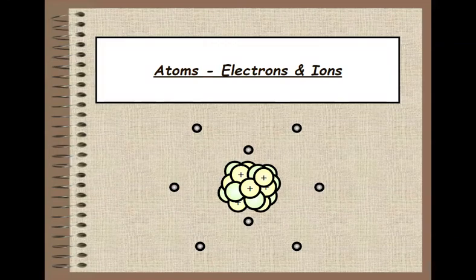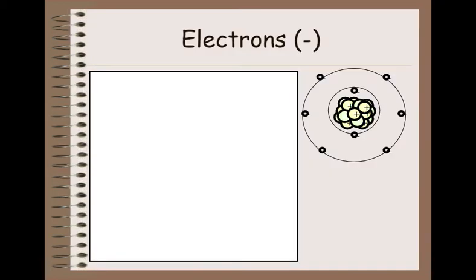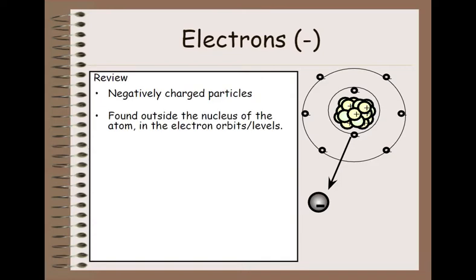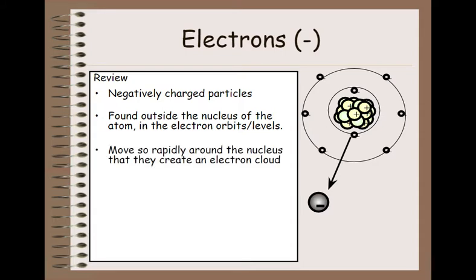Okay, so today we're talking about atoms, and specifically we're talking about electrons. A couple of things we need to remember about electrons. One is that they are negatively charged. They are found outside the nucleus in electron orbits, orbitals, levels, or shells. Those are the terms we use. They move so rapidly around the nucleus that they create an electron cloud.